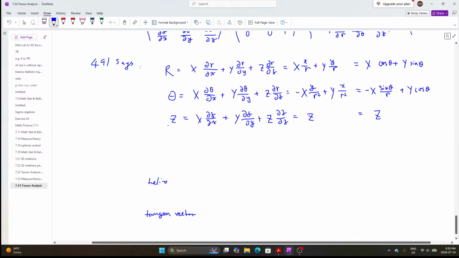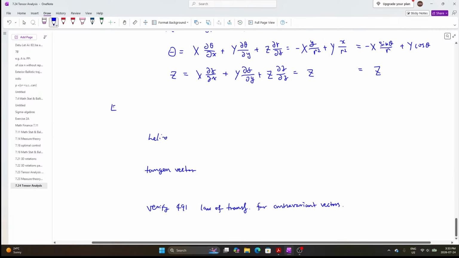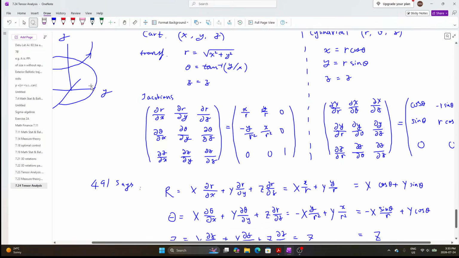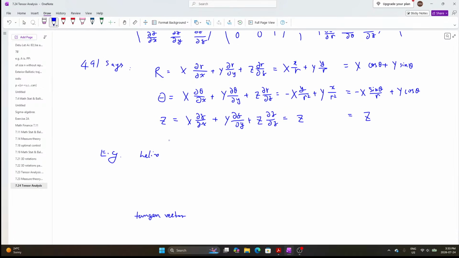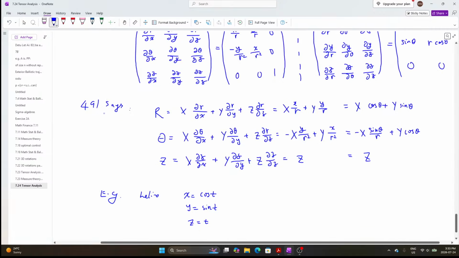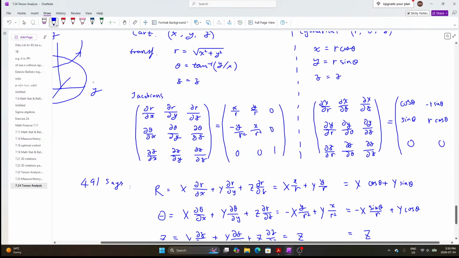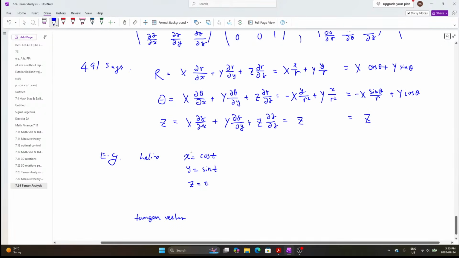And of course, you can verify this. As an example, you can do this for a helix. Okay, so a helix is what? Helix on the xy plane is just like a regular circle. Okay, for the helix, x is cosine of t, y is sine of t, and z is just t. In the vertical direction, it moves up linearly. In the xy plane, it does a uniform circular motion.